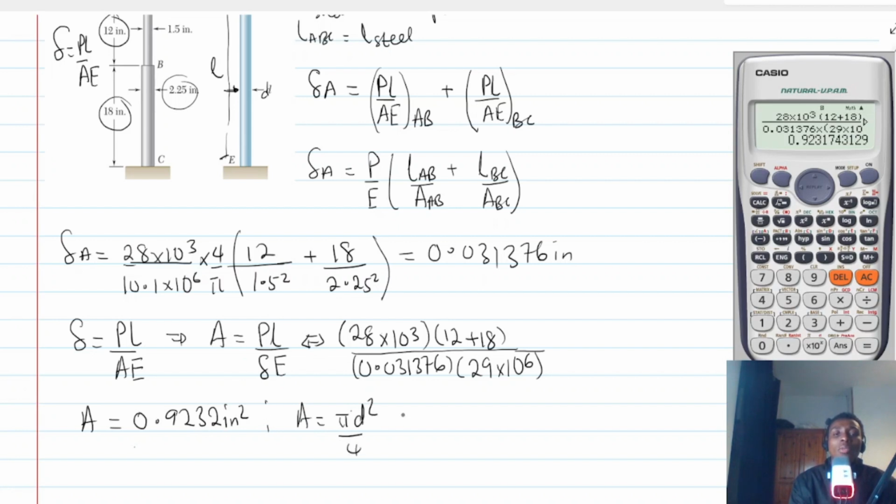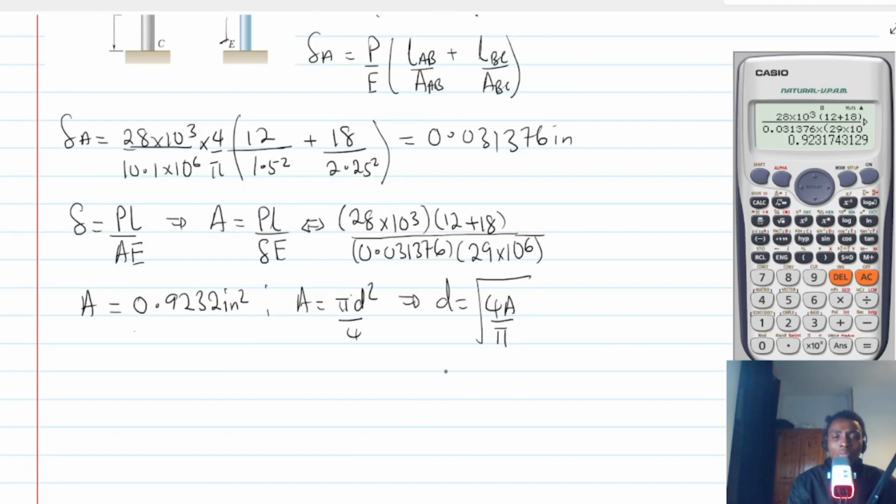So the diameter will be what? Pi d squared over 4, so the diameter will be the square root of 4A divided by pi. So d becomes the square root of 4 multiplied by 0.9232 divided by pi, and this gives us 1.084.